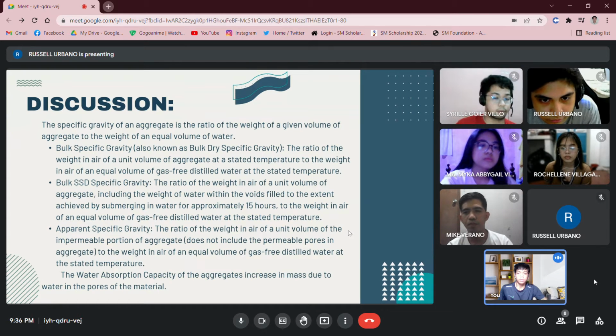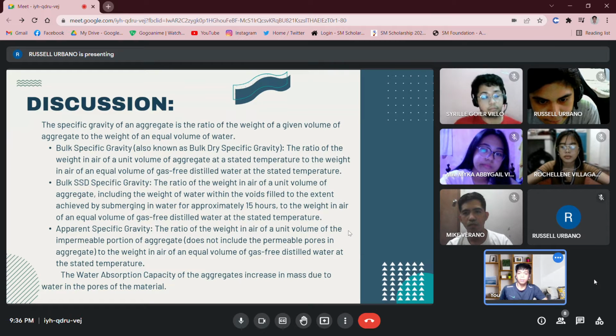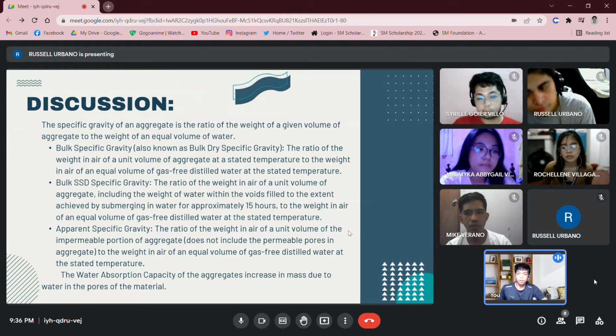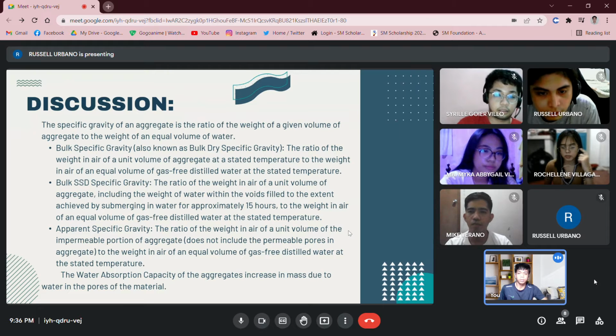Bulk SSD specific gravity is the ratio of the weight in air of a unit volume of aggregate, including the weight of water within the voids filled to the extent achieved by submerging in water for approximately 15 hours, to the weight in air of an equal volume of gas-free distilled water at a stated temperature.